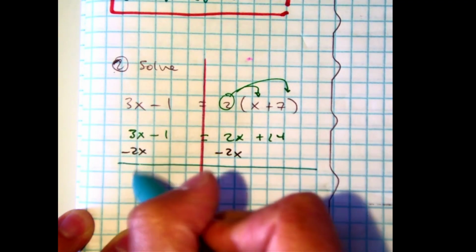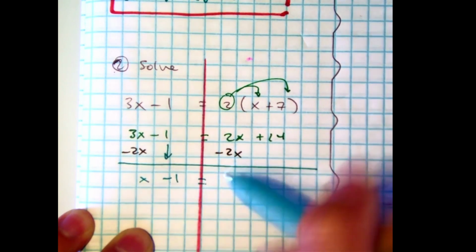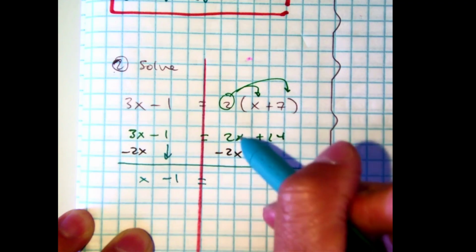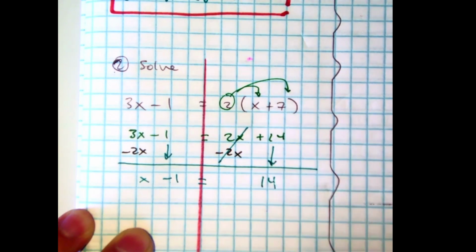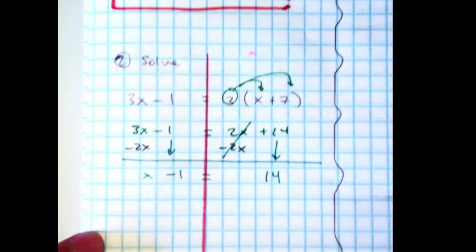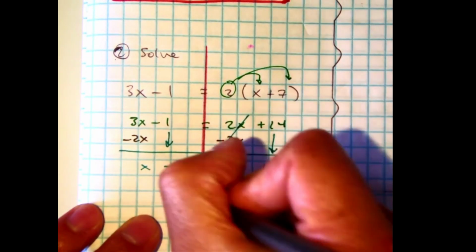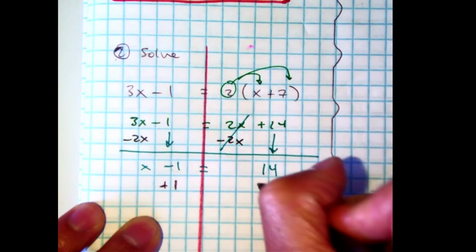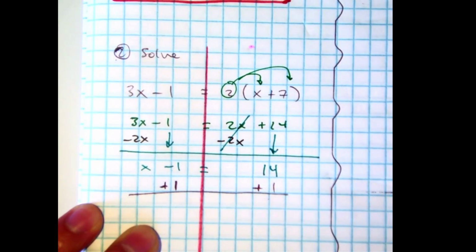3x minus 2x. Bring down the minus 1 equals, this number equals what? 0x, which I don't need to write, and this equals 14. Now what? Add 1 to the other side. Notice how we're using opposites or inverses to go across the equal sign. And this gives us what?